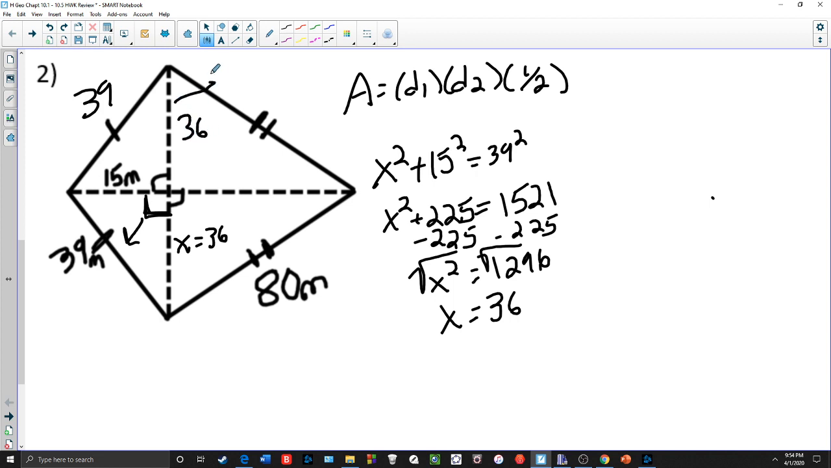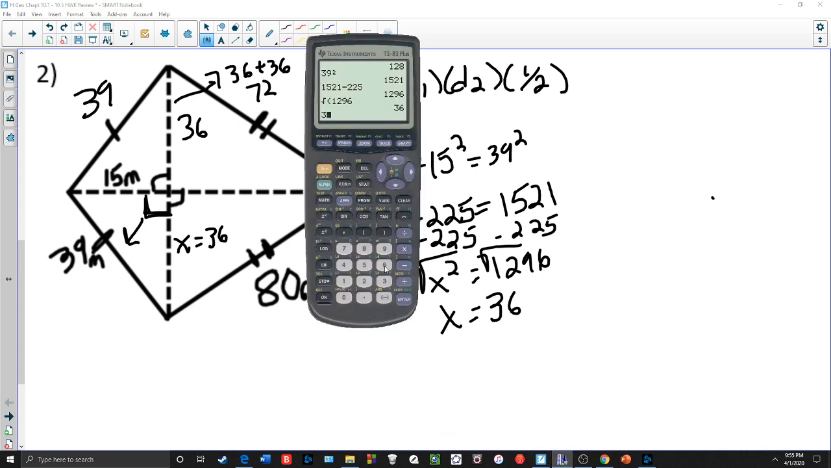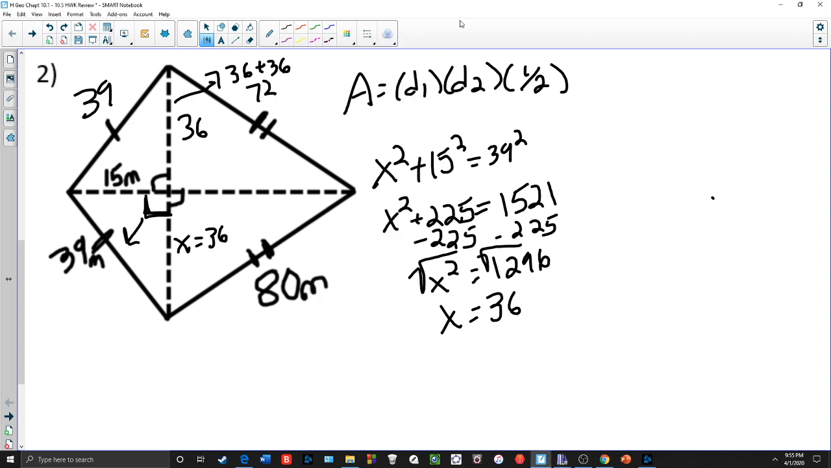So I know this diagonal right here, this is going to be 36 plus 36, which is 82. No, which is 72, because I'm smart. Yes, 72. So that's going to be this diagonal right here. Now, I'm almost home free. I still need to find, we'll put y here, this line right here, because I need this entire length here.